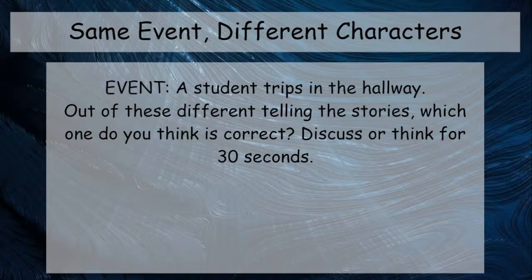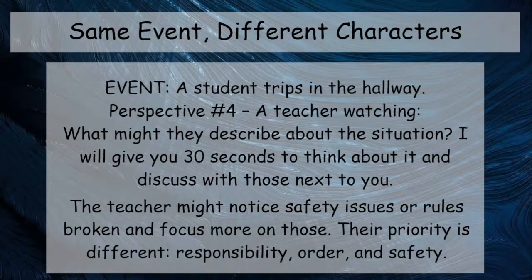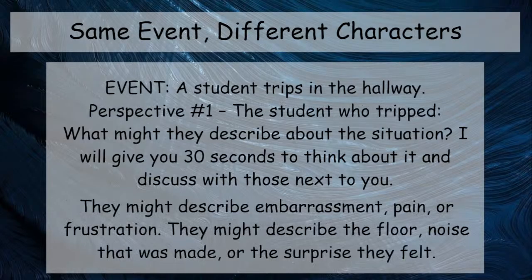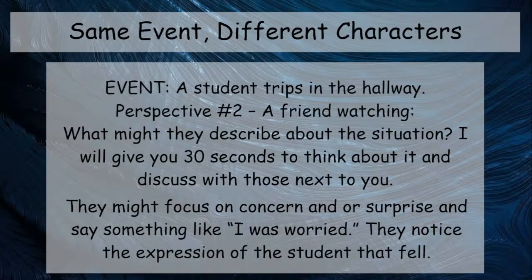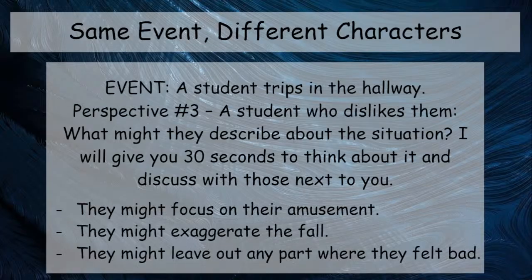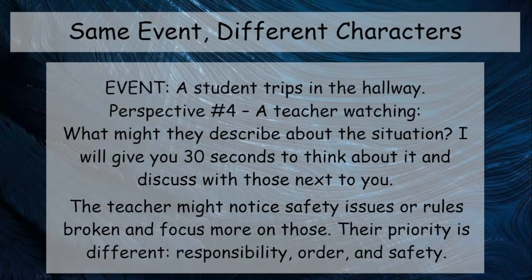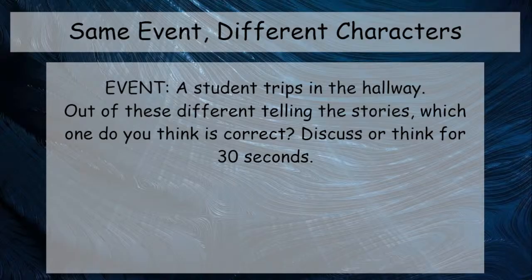Now, out of these different tellings of the stories, which one do you think is correct? Discuss or think for 30 seconds. Let's go over them again. The first perspective is the student who tripped. The second is the friend watching. The third is the student who dislikes them. And the fourth is the teacher watching. So, which one do you think would be correct? You can discuss that.